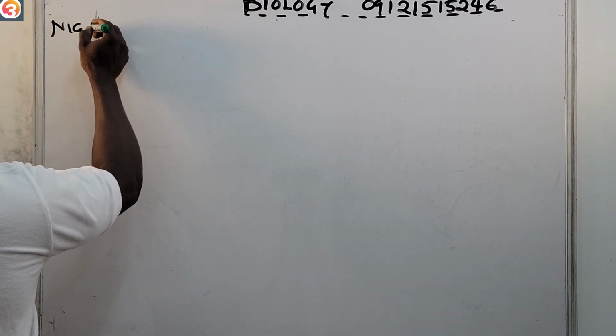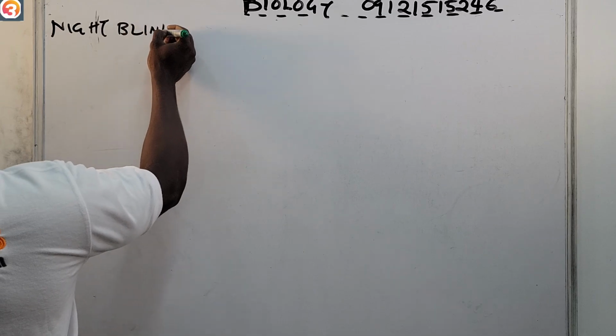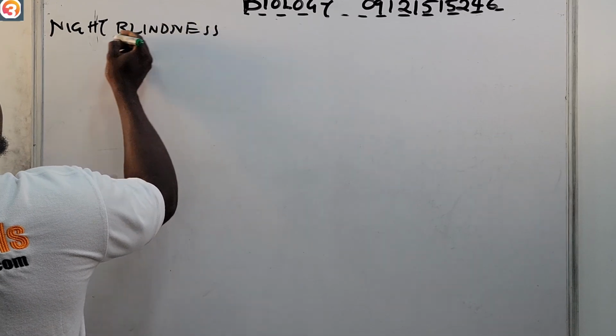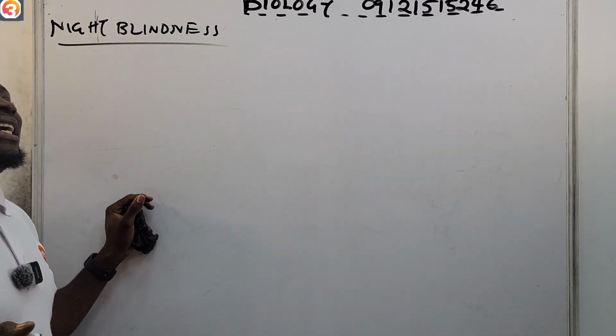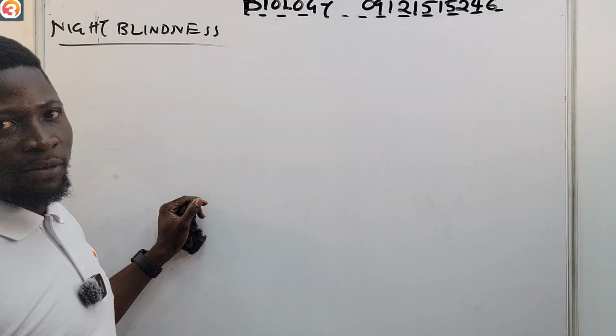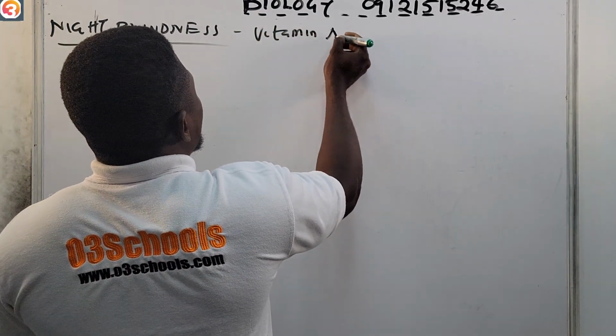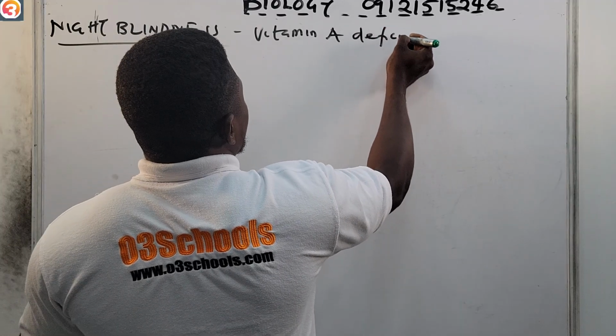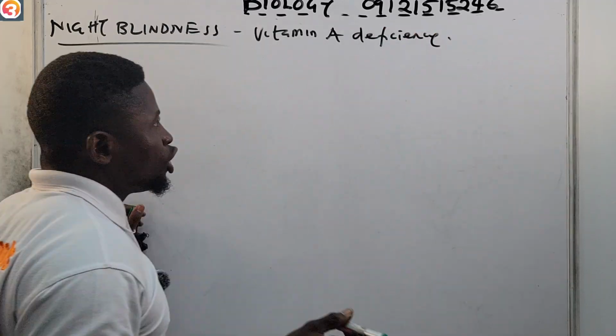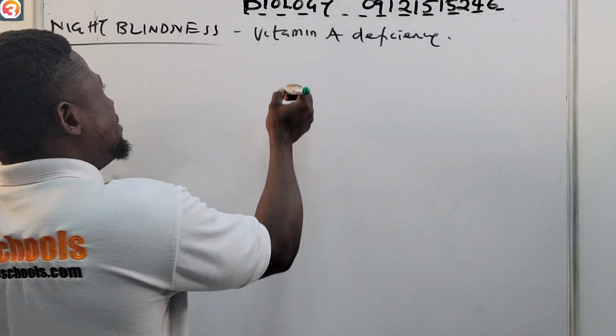Night blindness. This one is caused by vitamin A deficiency. So caused by what? Vitamin A deficiency. It can also be caused by rod cell damage.